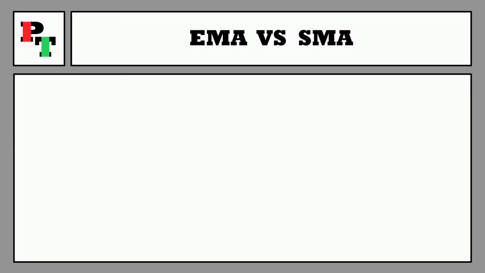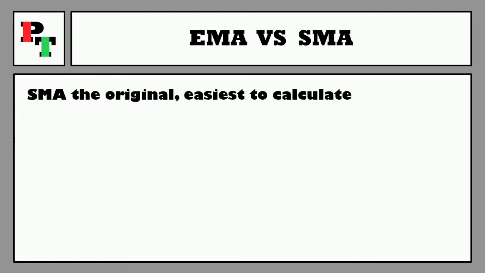But just because the EMA responds quicker than the SMA, does that make it a superior indicator? The simple average is the original, it's the easiest to understand, and it also is the easiest to calculate if you like to go old school and hand draw your indicators on the chart as you go. And I would recommend a safe and stable 2B pencil if you are doing that.